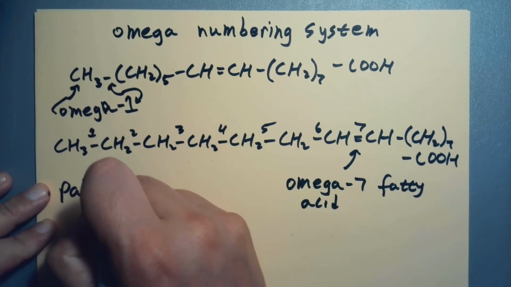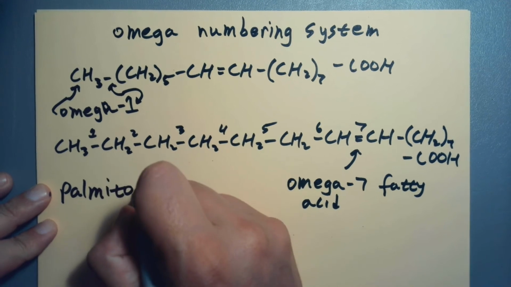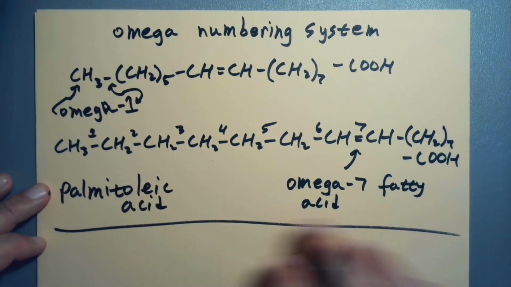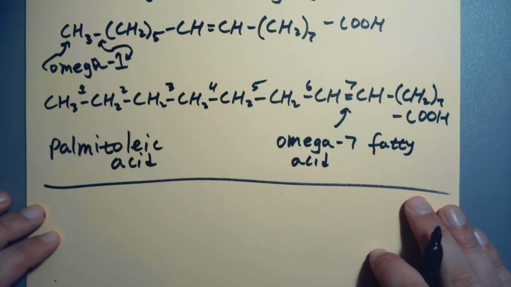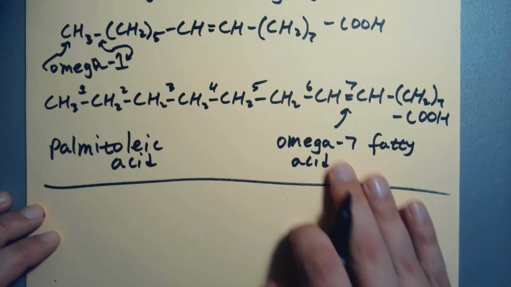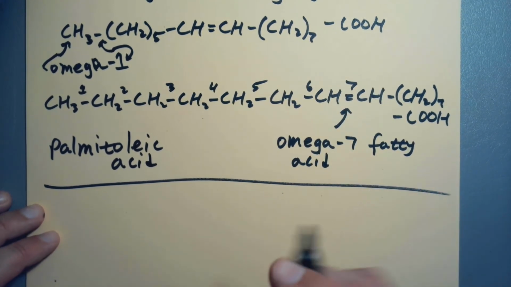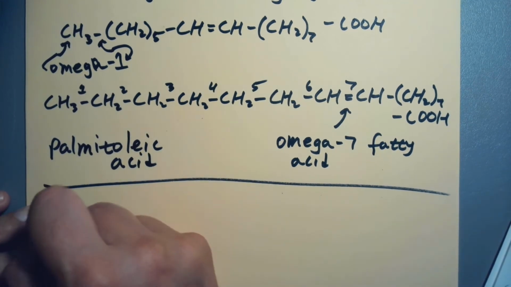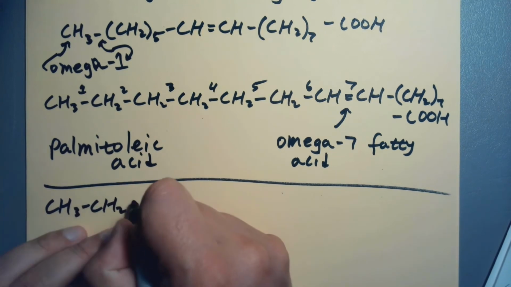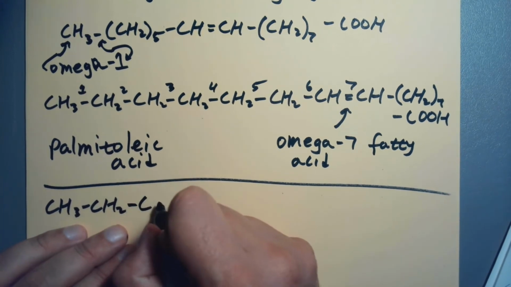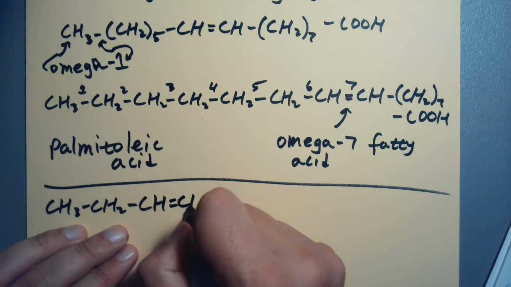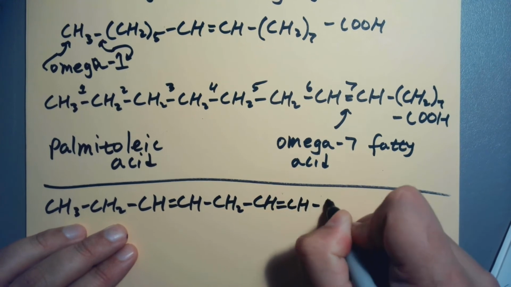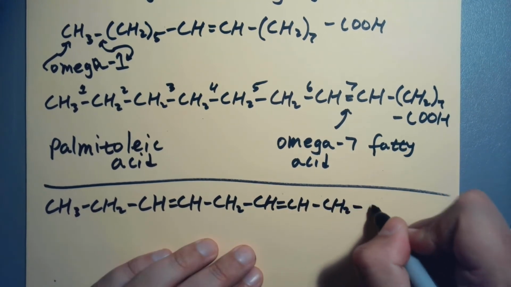So this was palmitoleic acid. And so it's an omega 7 for the reasons we just talked about. And it's a monounsaturated, right? We've only got 1 double bond, so there's only 1 omega to label. But if we look at the other unsaturated fatty acid that we drew earlier, our linolenic acid, quite a bit to draw here.